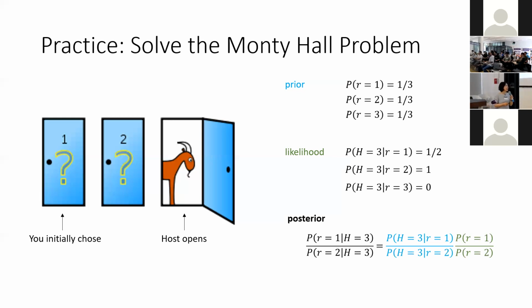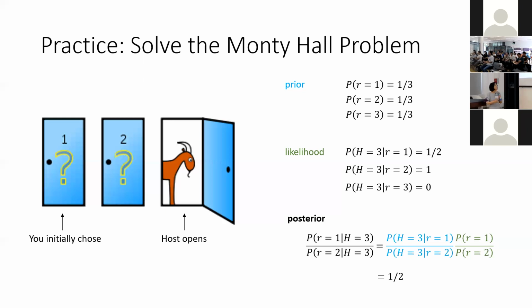the likelihood ratio times the prior odds. So you just plug in the numbers you already have, and what you get is 1 to 2. That means if you switch to door 2, your probability of winning the car is twice that if you don't switch. So the probability you win the car if you switch is 2/3.